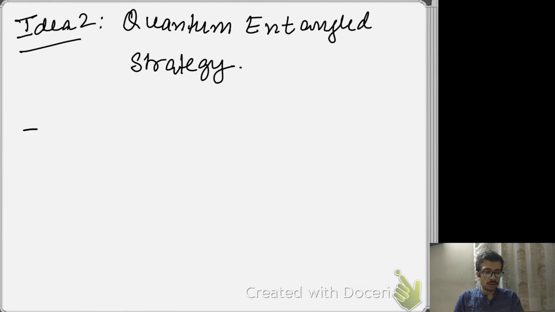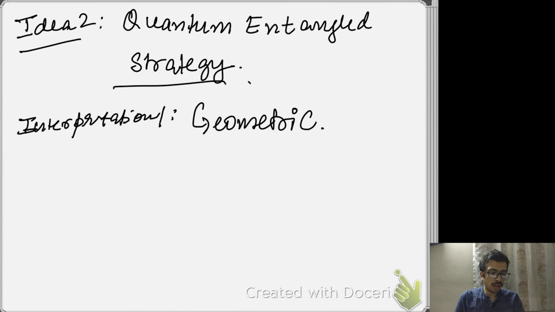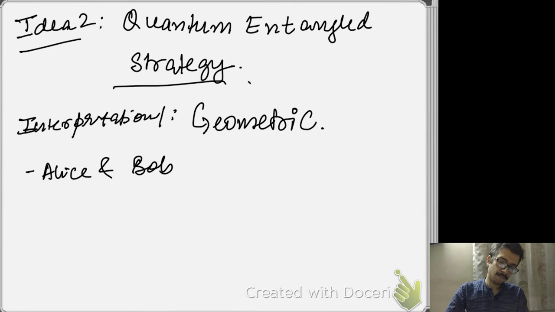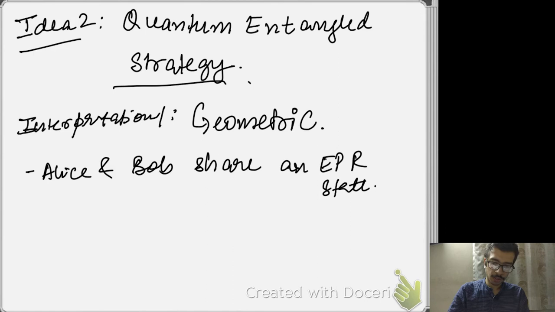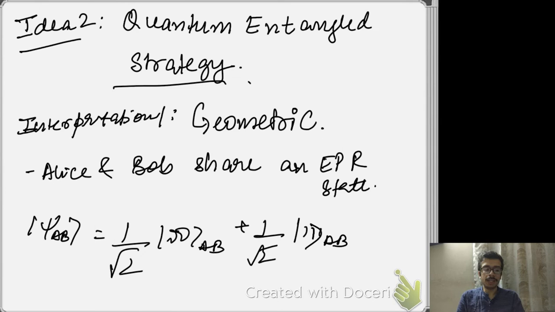So we'll first show a geometric interpretation to this strategy. Interpretation one, which is geometric. Here what happens is that Alice and Bob share a Bell basis state, which is 1/√2 (|00⟩ + |11⟩)_AB. And they make basis measurements on their respective qubits, which depends on input.